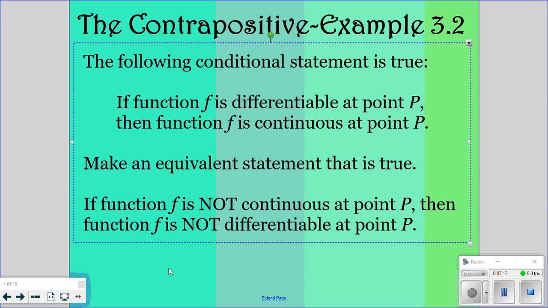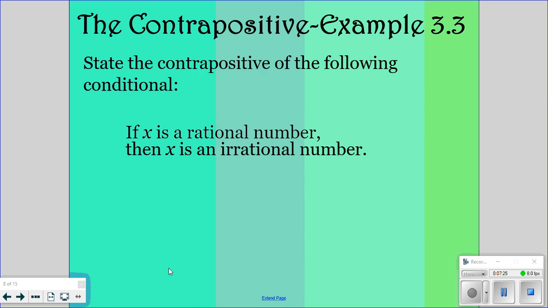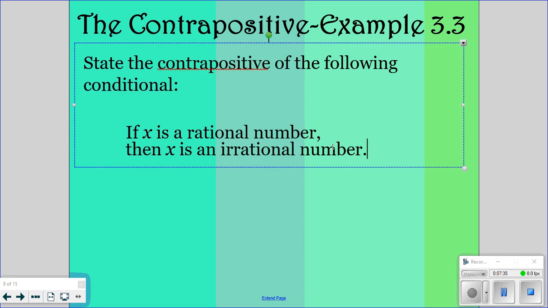So that would be your contrapositive. That's how you make your contrapositive: switch them and negate them. So looking at this one, you want to state the contrapositive of the following conditional. Y'all pause the video real quick and see if you can figure out the contrapositive by yourself.